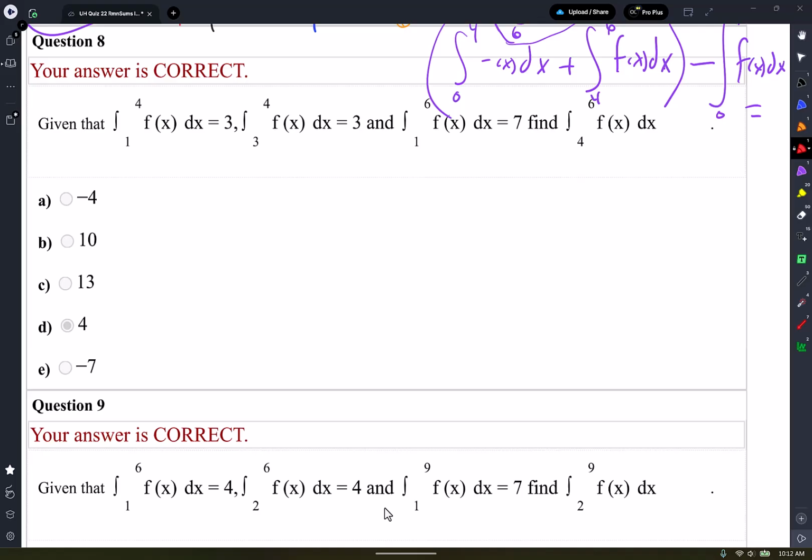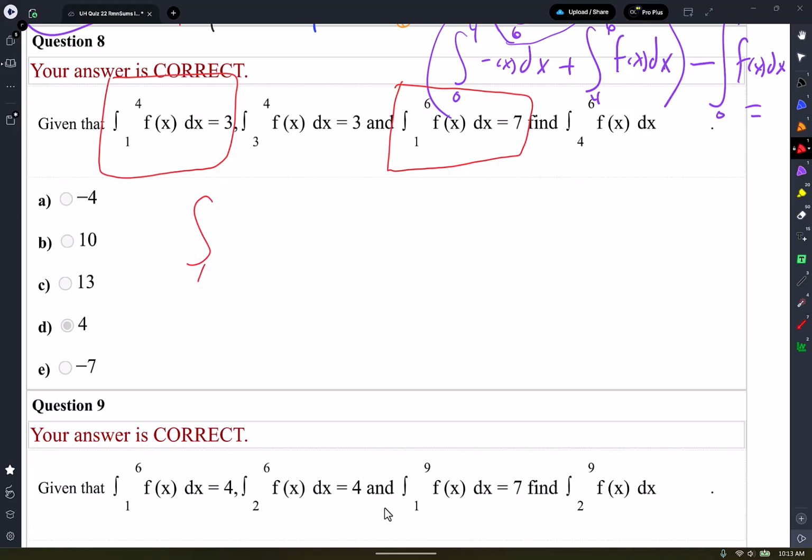What do I got to do? 1 to 6 minus 1 to 4. Yes, because Miss Houston said I have the area from 1 to 6. And if I subtract the region from 1 to 4, what am I going to have left? 4 to 6. Can you visually see that in your brain? Yes. So here we go.